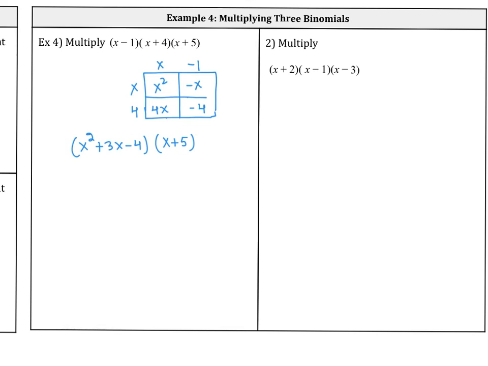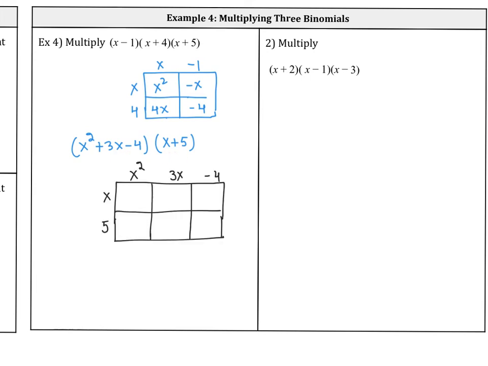Now I'm going to make a box to multiply the polynomial x squared plus 3x minus 4 times x plus 5. So write the three terms on the top and then the two terms here, and I'm going to multiply these two right here, these two, and right here, these two, and right here. So I'm going to complete this box. So x times x squared, x cubed, x times 3x is 3x squared, x times negative 4 is negative 4x. This is going to be 5x squared, 15x, minus 20.